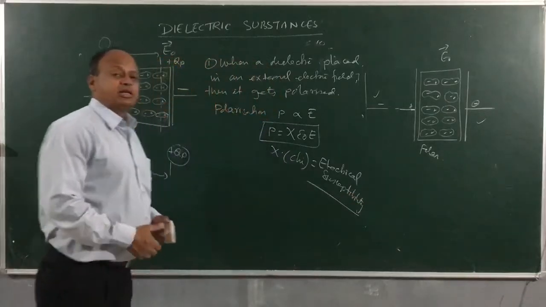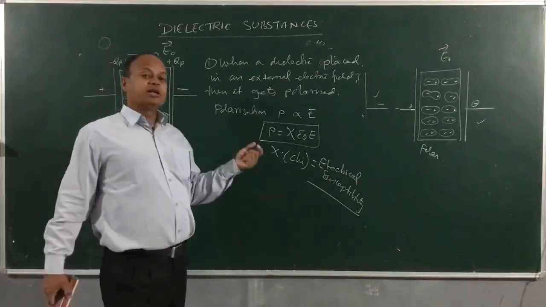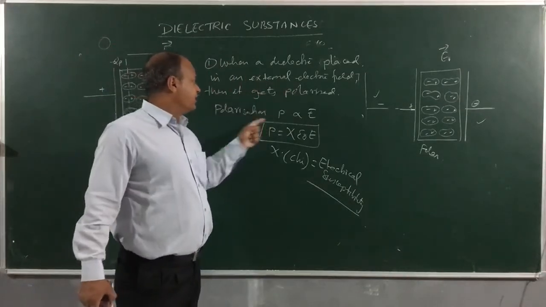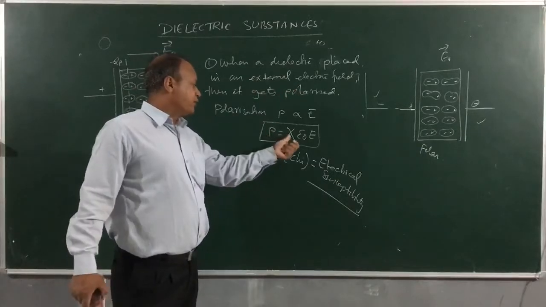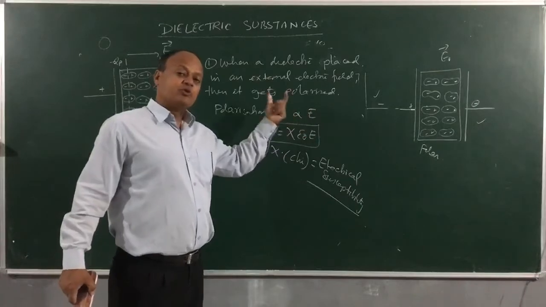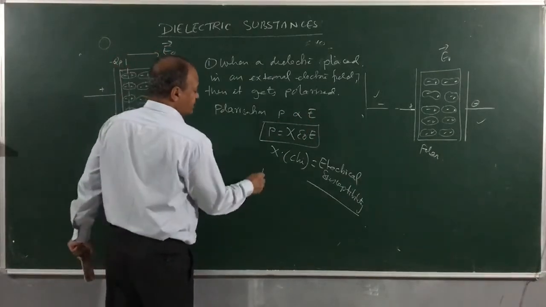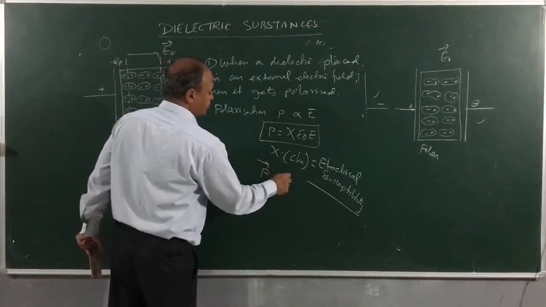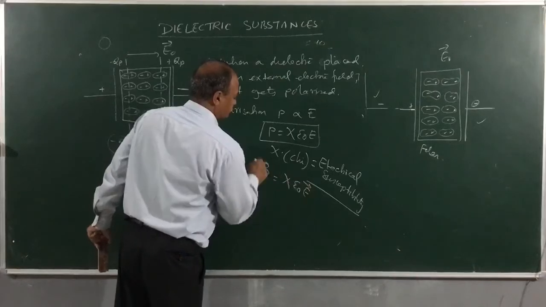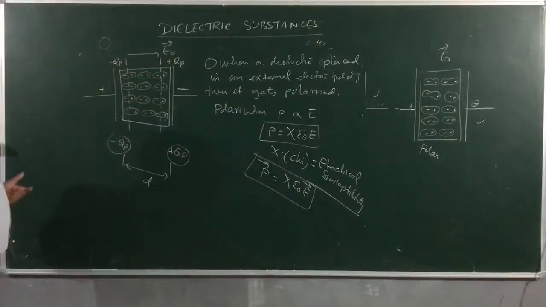Electrical susceptibility actually shows the extent by which the dielectric slab can be polarized. So the first point is that when a dielectric slab is placed in an electric field, it gets polarized, and polarization is directly proportional to the applied electric field. If the applied electric field is more, then polarization will be more. In vector form, we can write polarization P equal to chi epsilon naught into E. Okay, so the first point.